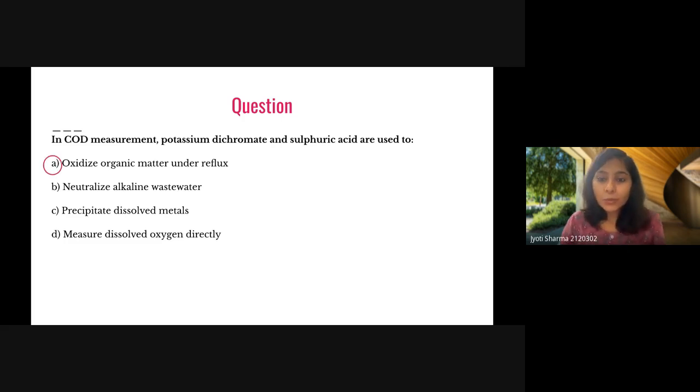And why this is, as I told you, in BOD we rely on the biological degradation of organic matter, but in COD we are relying on some chemicals that are oxidizing agents. Yes, and that oxidizing agent will oxidize the organic matter into CO2 and water, right? So potassium dichromate is the oxidizing agent, and that's how in COD, organic matter will be oxidized.